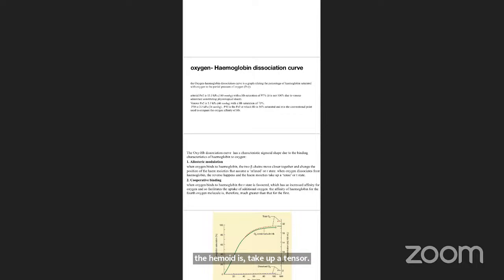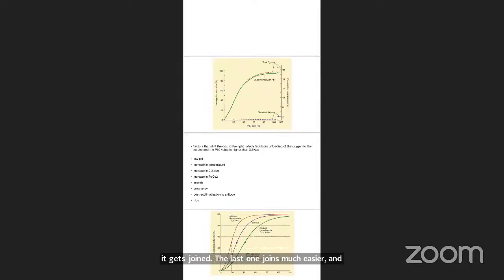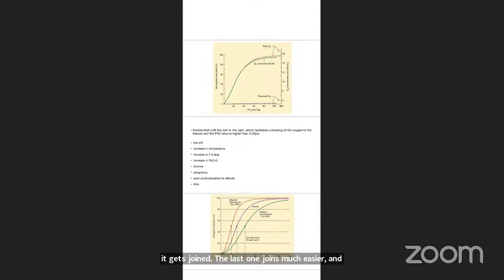And the second one is cooperative binding, where oxygen binds to the hemoglobin. The R state is favored, which has an increased affinity for oxygen and so facilitates the uptake of additional oxygen. The affinity for the fourth oxygen molecule is therefore much greater than for the first one. So basically, as each one joins, the last one joins much more easily, and that's why the curve goes in an S shape.